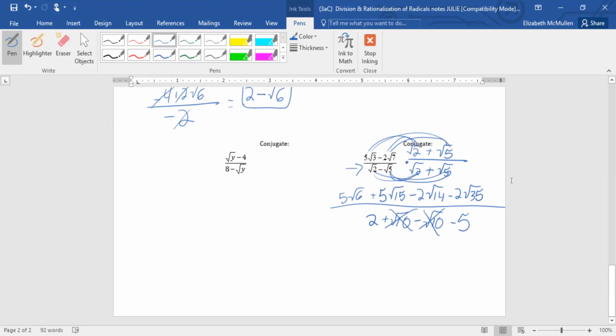So let's rewrite and clean this up. So I have 5 times the square root of 6 plus 5 square root of 15 minus 2 square root of 14 minus 2 square roots of 35 over 2 minus 5, so negative 3. And that's it.